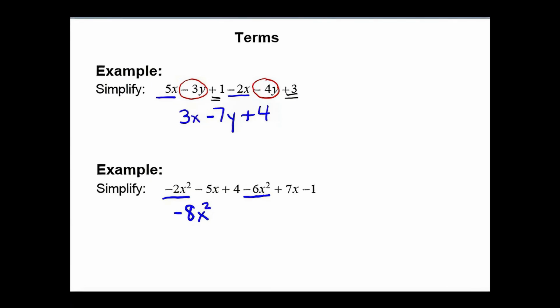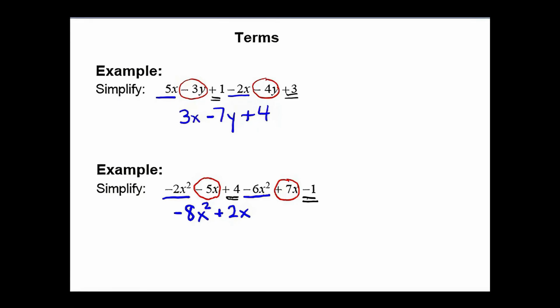Then we'll do our x terms, negative 5x, positive 7x. Those are different signs, so we're going to subtract and sign of the larger. So 7 minus 5 is 2, and the larger is 7. So we want a plus 2x. We do need to write the plus so the terms don't run together. And last, we'll do our constants.